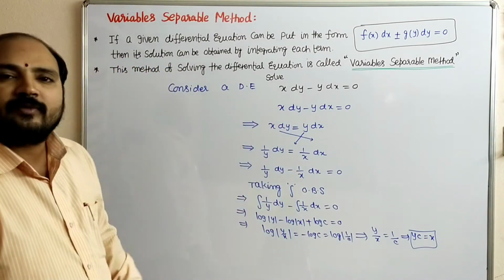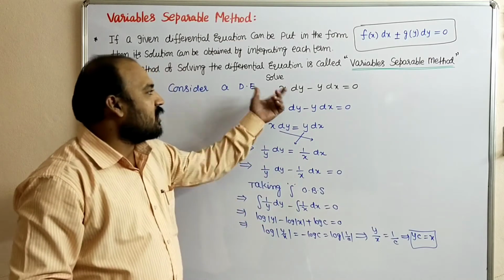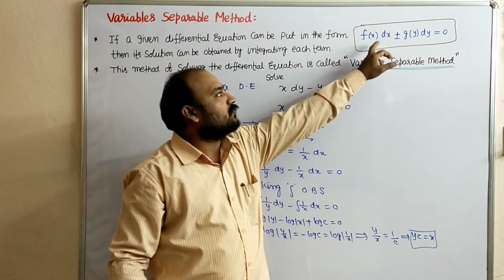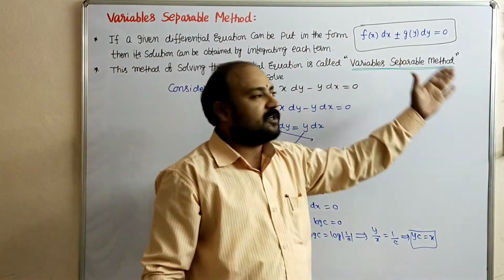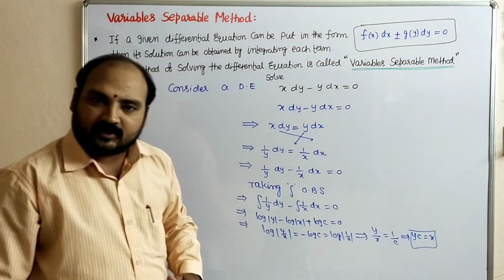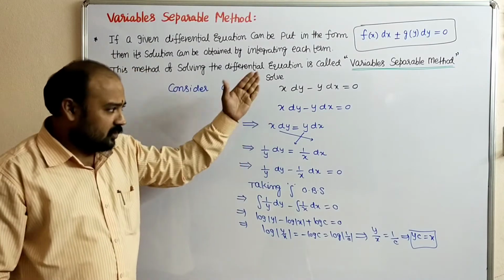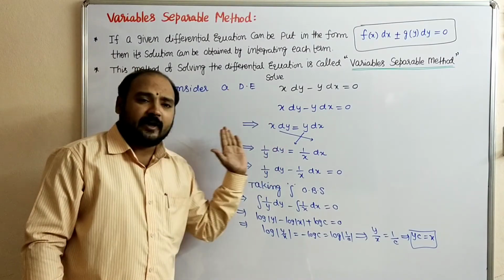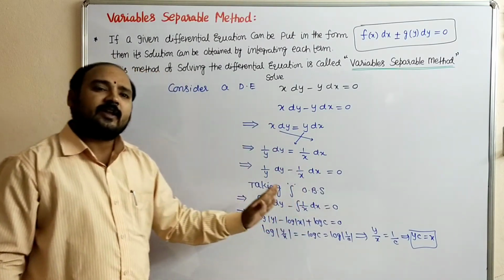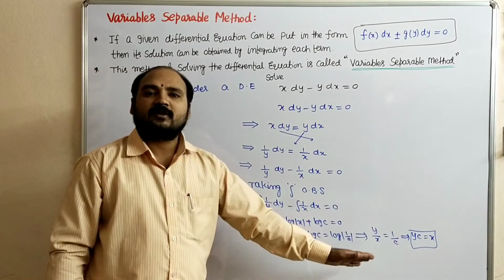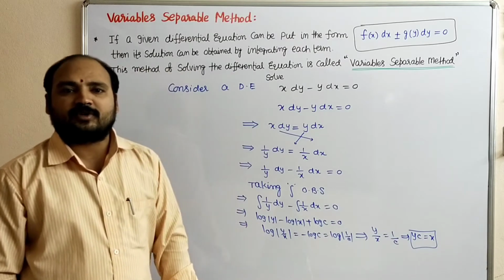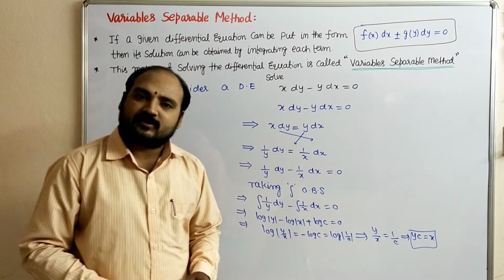This is the procedure. First, you have to put the given differential equation into this form, the form of f(x) dx plus or minus g(y) dy equal to 0. After that, separate the variables y and x respectively, and then you have to integrate each and every term. After that, you will get the solution of the given differential equation. We will start the exercise.